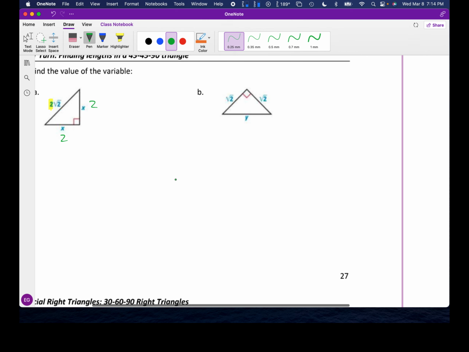Over here, similarly, I know that it's leg times the square root of 2, so I would be doing the square root of 2 times the square root of 2. Both legs are square root of 2. That's going to give me 2.